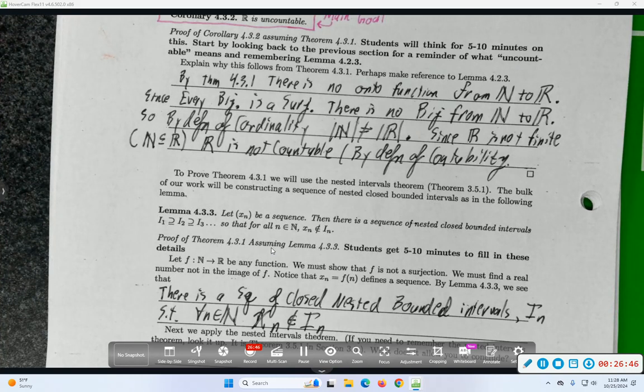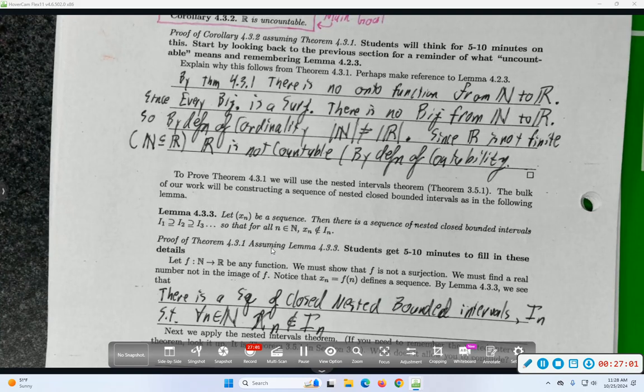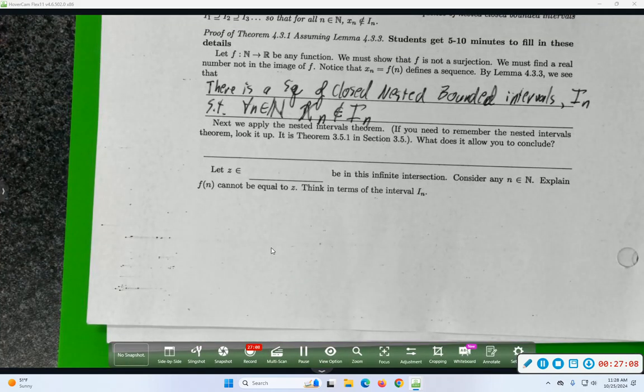That the infinite intersection of a lot of them isn't empty. So there's the actual statement that's in the notes, but being in there is the same as being not empty. So you can apply the nested intervals theorem to conclude that the infinite intersection of the In's is not empty. Cool. If it's not empty, then there's something in it. Maybe you called it X, maybe you called it Z, whatever, I don't care.